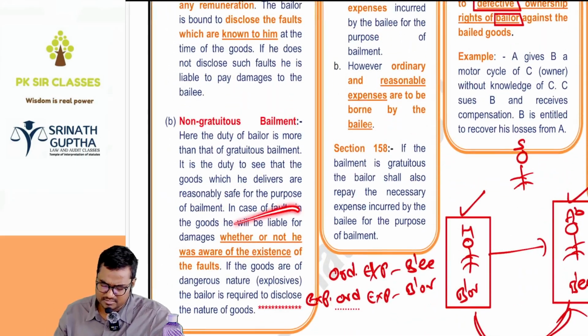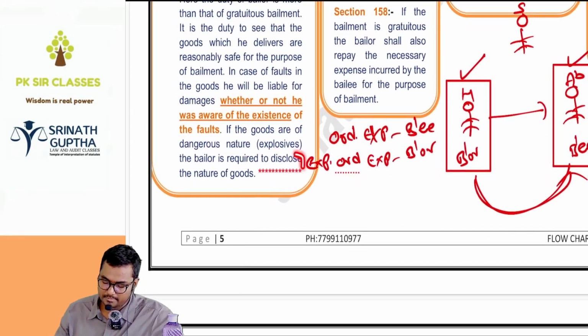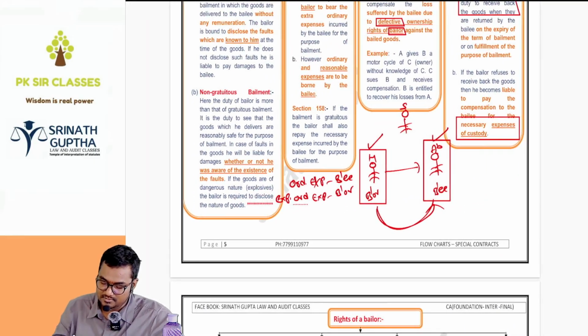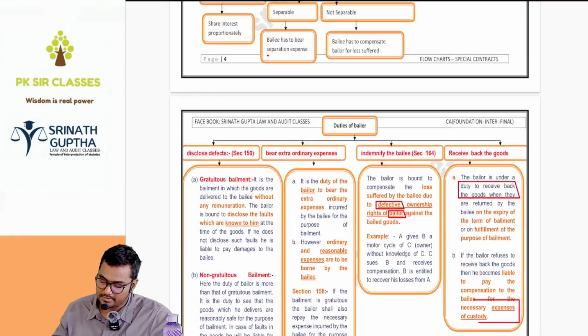In non-gratuitous bailment, whether you have knowledge or not, you are liable for the defects. I kept so many stars. How many stars? Since I kept so many stars, that means it came so many times in the exam.